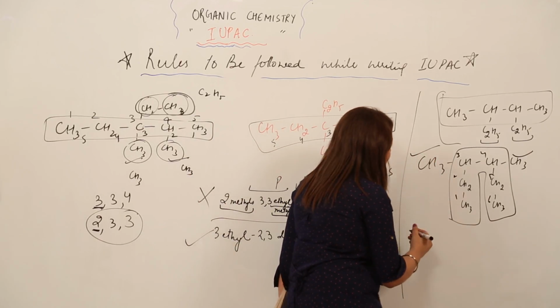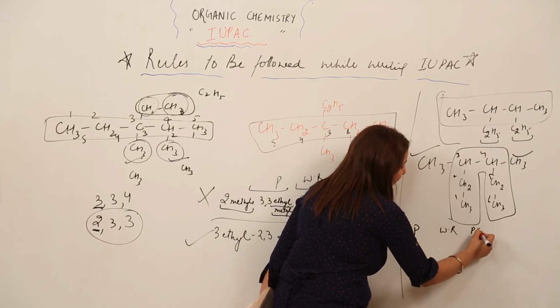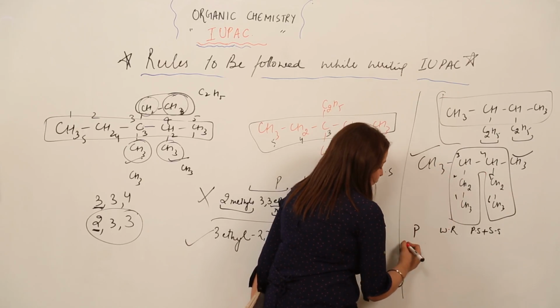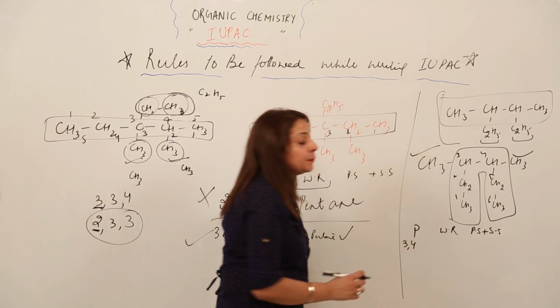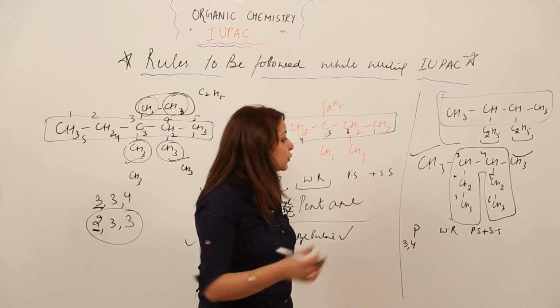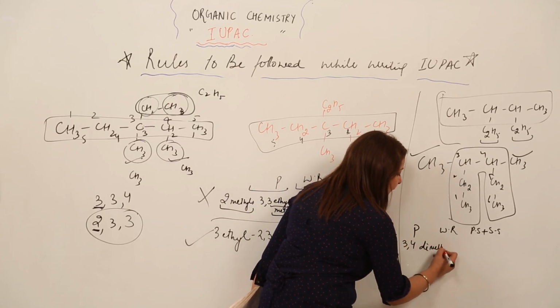Now I am writing the name, again prefix, word root, primary suffix and secondary suffix. So the prefix is 3 and 4. You specify 3 and 4 together because they are the same group. We are going to write di, tri and tetra for it, right? So these are 2 methyl groups. So I am going to write 3,4 dimethyl.